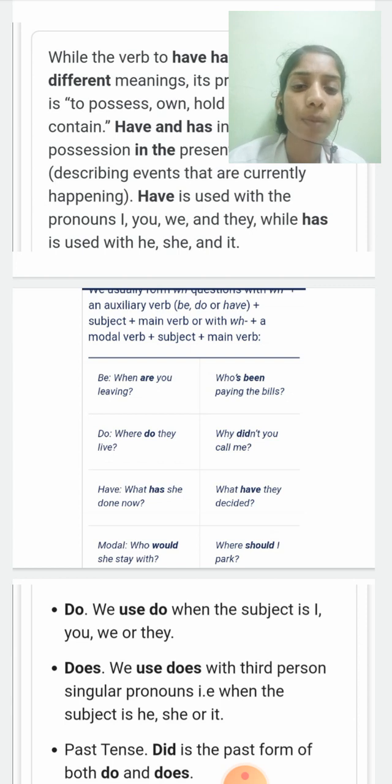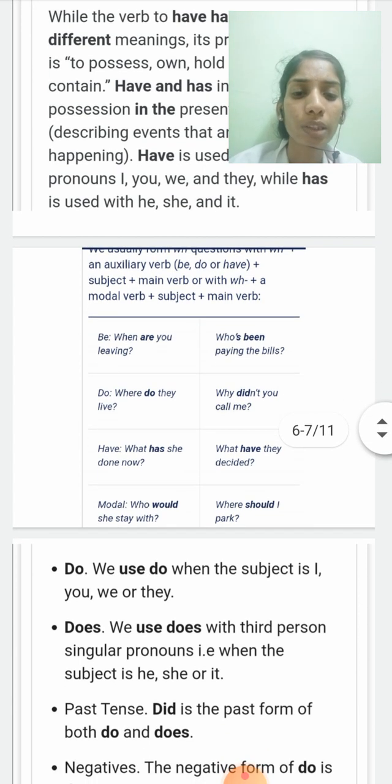Whereas with the first person singular and plural, we should use have: I, you, have. So you should remember those things. So here are the examples they are giving you.